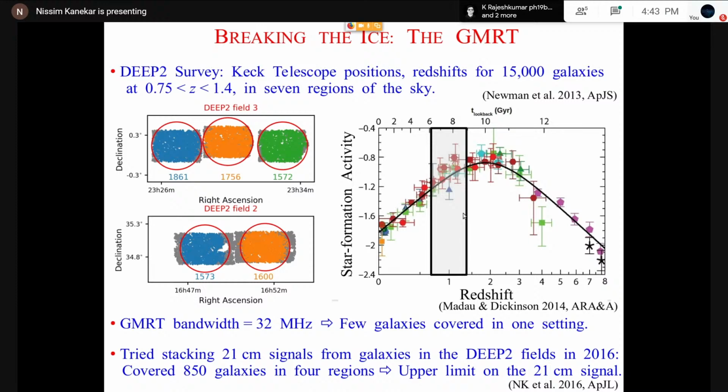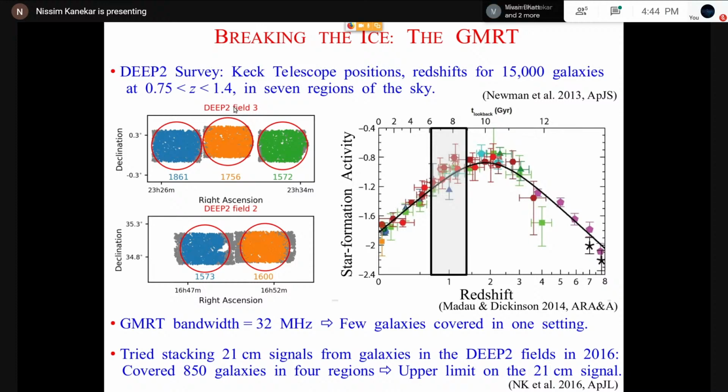What is the problem? The problem is that the original GMRT bandwidth was only 32 megahertz of the raw GMRT. And remember I said that the 21 centimeter line is at a frequency of 1420.4 megahertz. And for an object at some redshift, I need to divide 1420.4 by 1 plus the redshift to get the observed frequency. And it turns out that a 32 megahertz bandwidth will only let you cover a small number of galaxies of this large redshift range with one frequency setting.